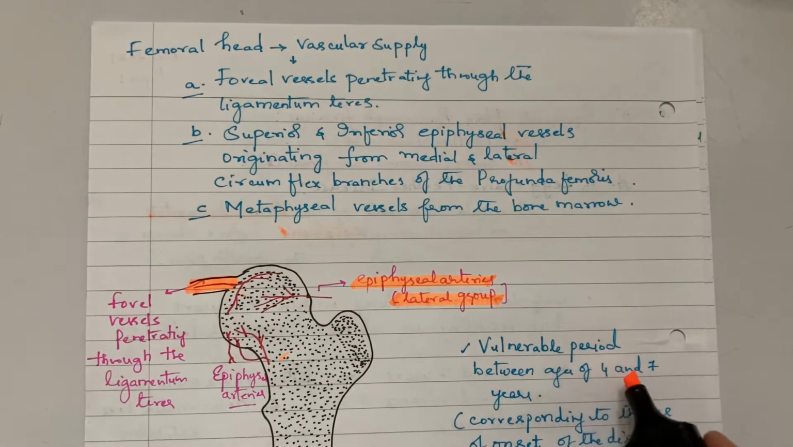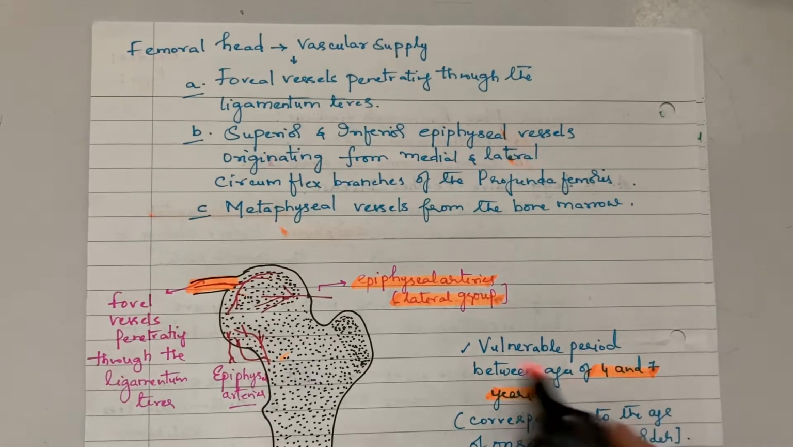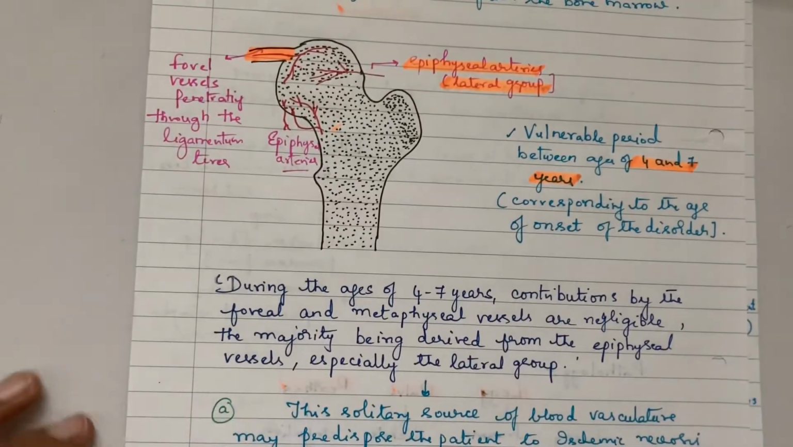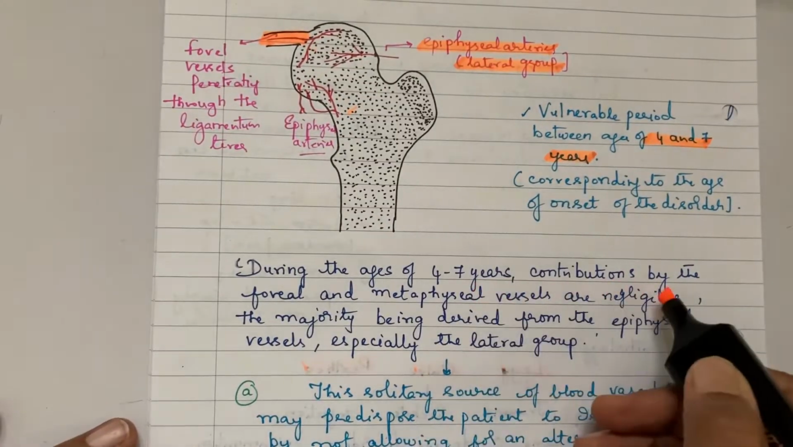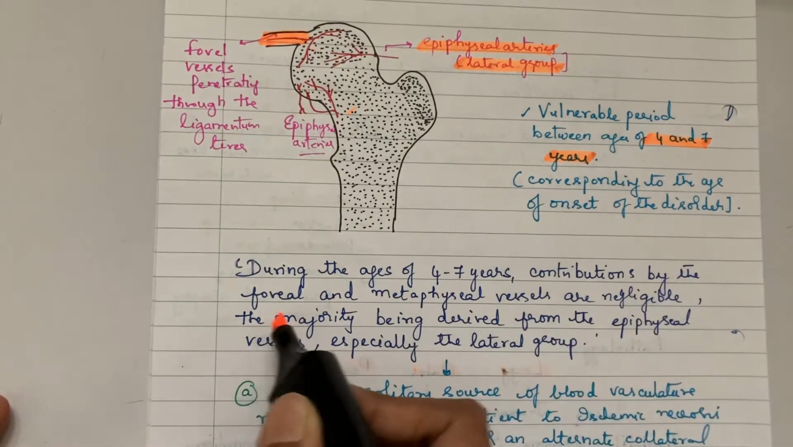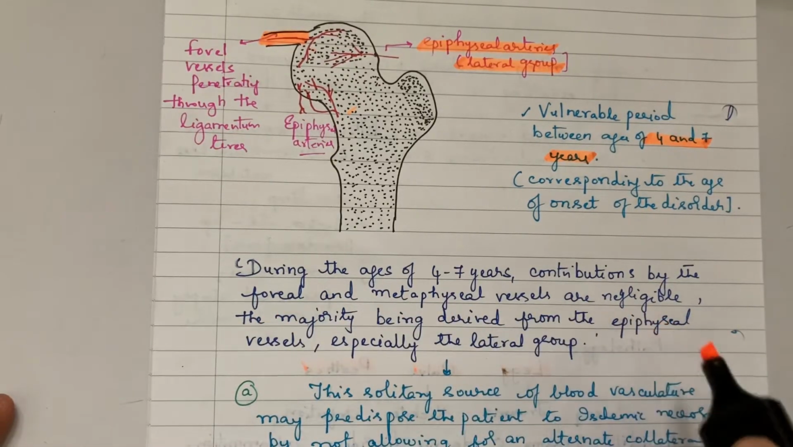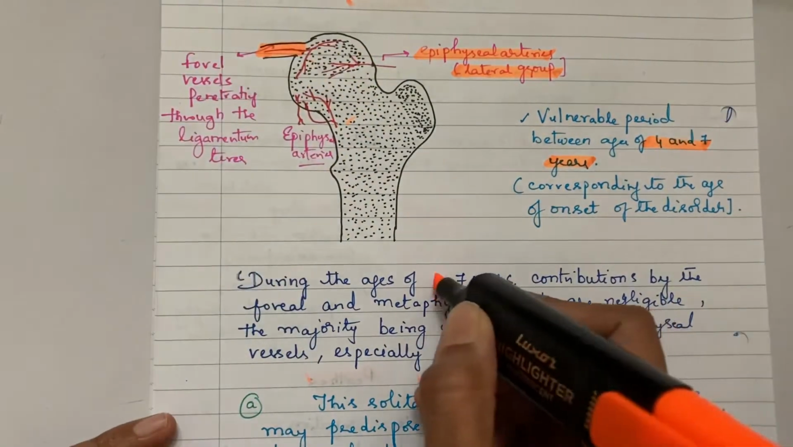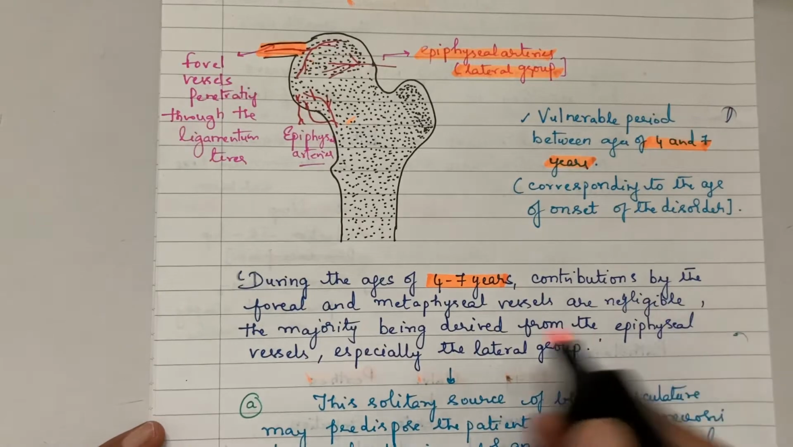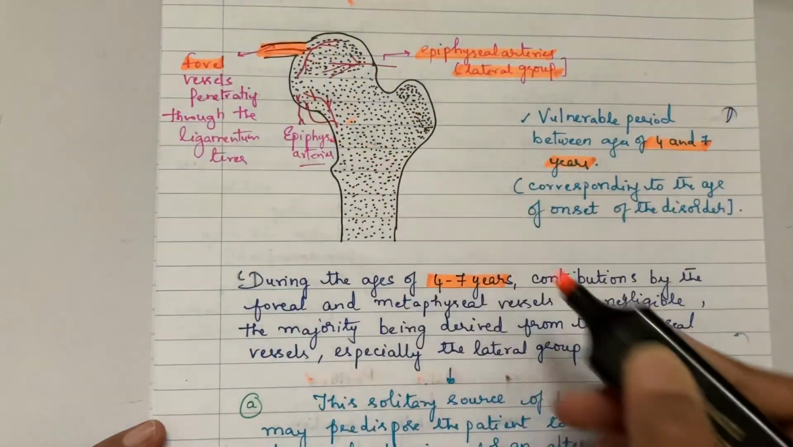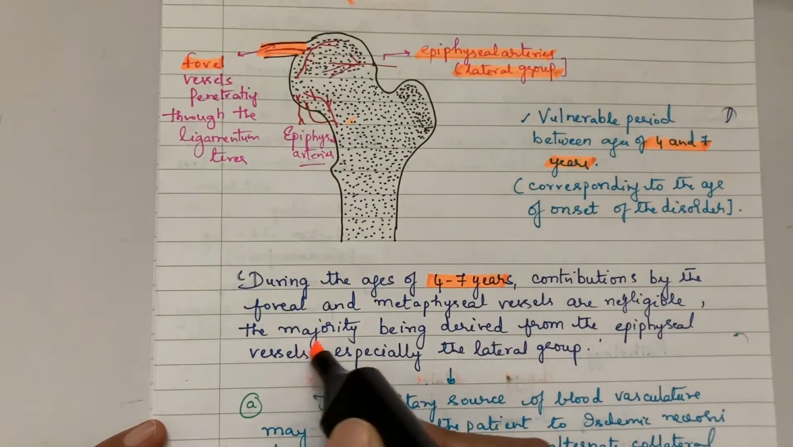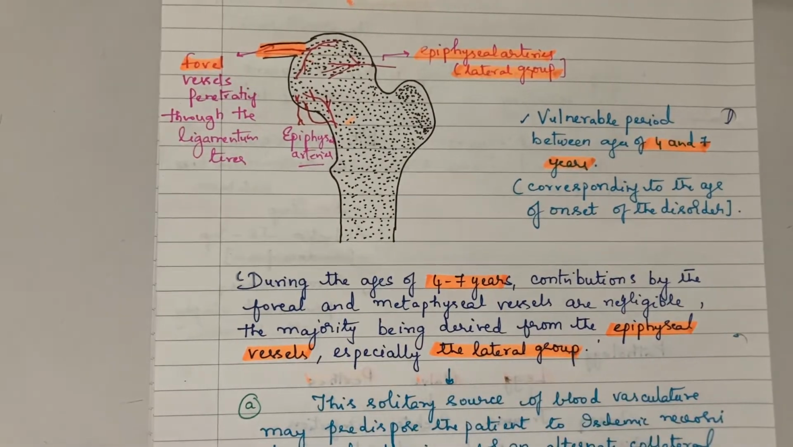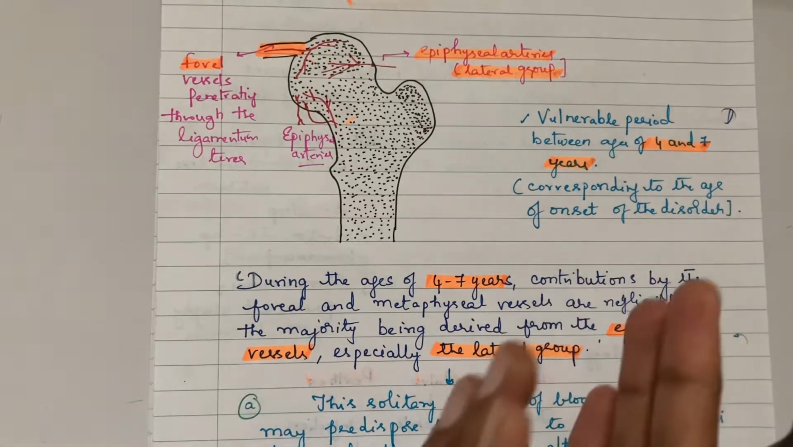The vulnerable period is between the age group of 4 and 7 years. This age group corresponds to the age of onset of the disorder. During the age of 4 and 7 years, the contribution by foveal and metaphyseal vessels is negligible. We have foveal vessels, metaphyseal vessels, and epiphyseal vessels. The majority is being derived from the epiphyseal vessels, especially the lateral group. So the whole burden falls on these epiphyseal vessels.